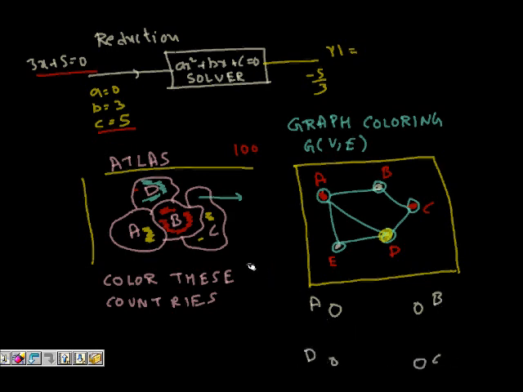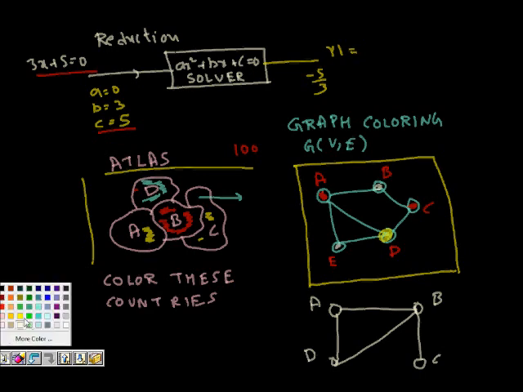Now A is a neighbor with B, so I make an edge. A is a neighbor with D, I make an edge. A is not a neighbor with C. B is a neighbor with D and A. And C is a neighbor with B, and D is just a neighbor with A and B. So this is your graph. Now you can color it.